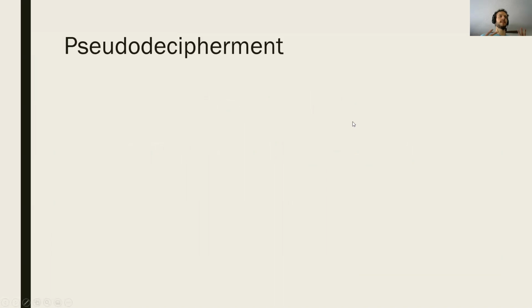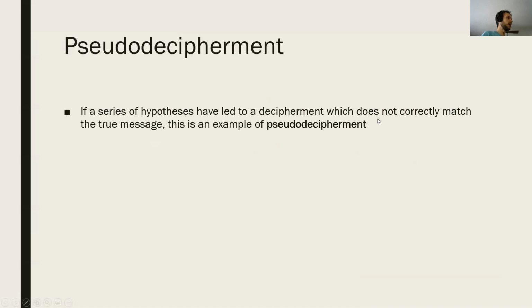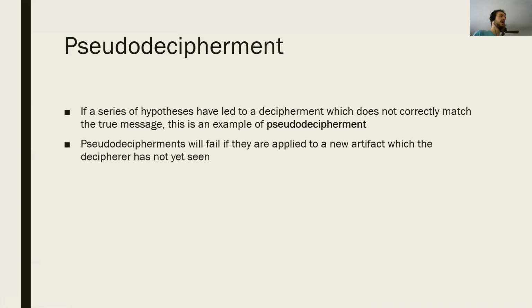When we're doing a decipherment, we can get to a situation where a decipherment seems like it's working, but in fact, it does not really represent the way that the writing system actually works. In this case, we call this phenomenon pseudo-decipherment. So if the hypotheses that we've made give us a decipherment which does not correctly match the true message, we call this pseudo-decipherment. This is how we define this term.